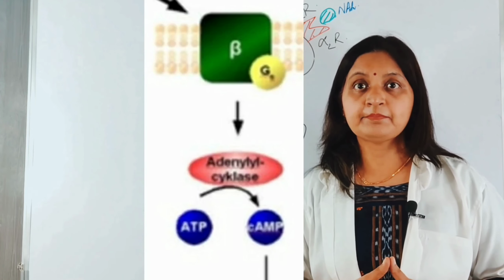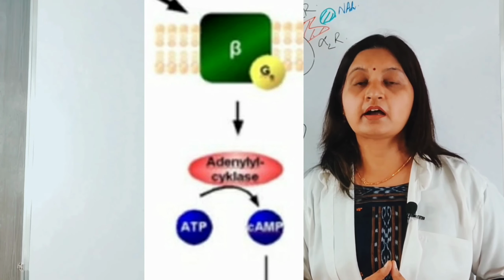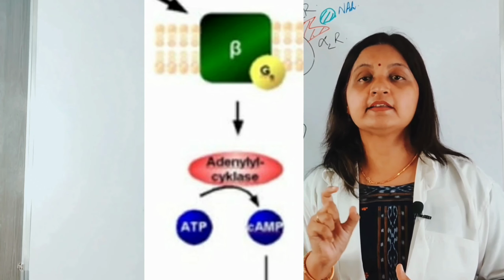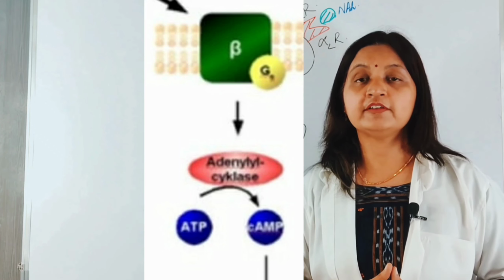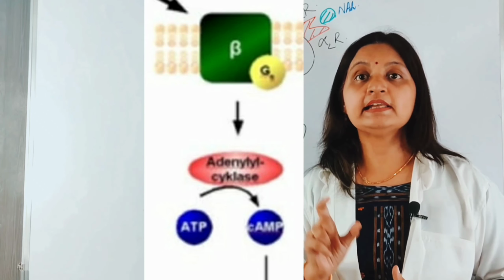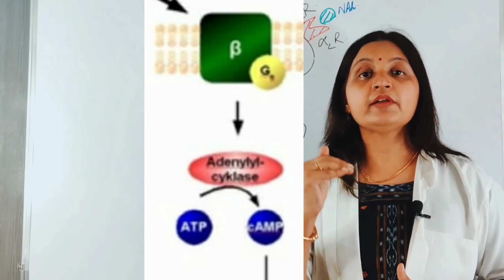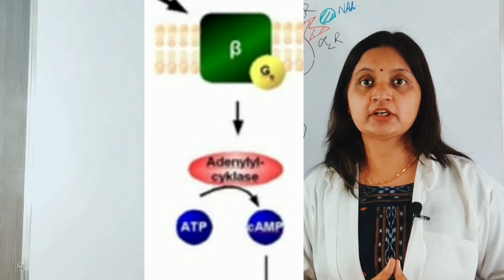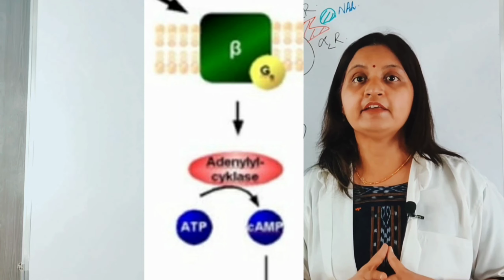Moving on to beta receptors, all beta receptors are coupled to Gs, that is the G stimulatory subunit of the G protein, which results in stimulation of adenylyl cyclase enzyme, increasing the cyclic AMP formation, and this results in an effector response.